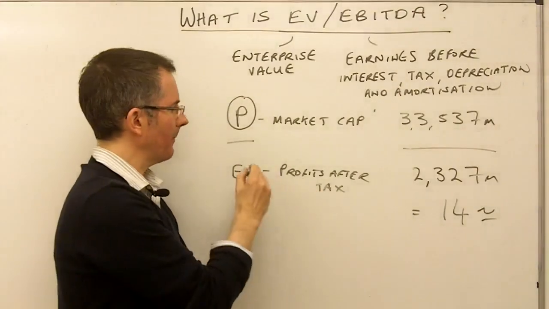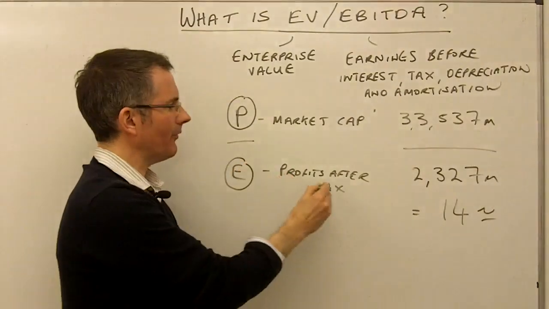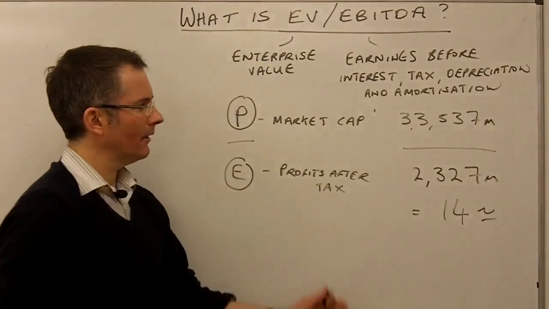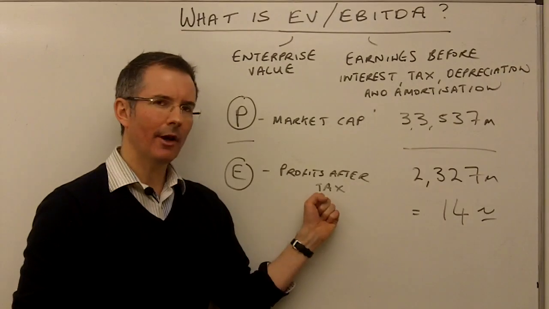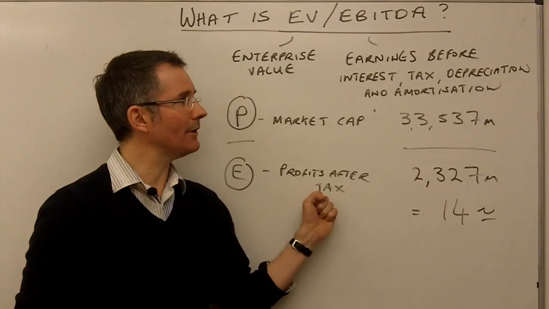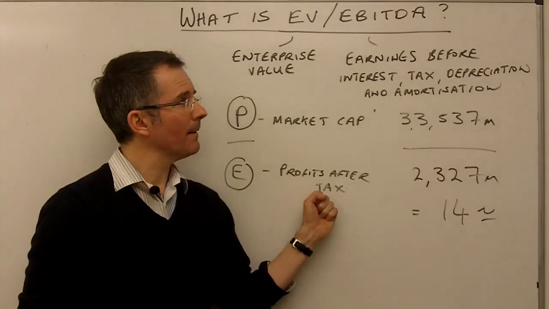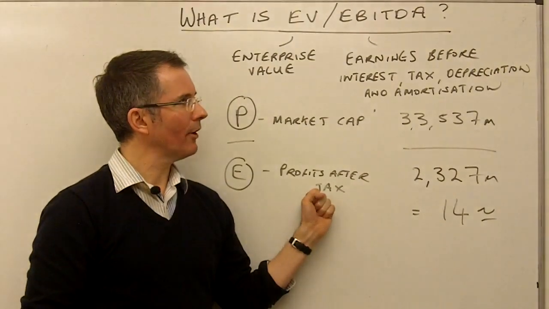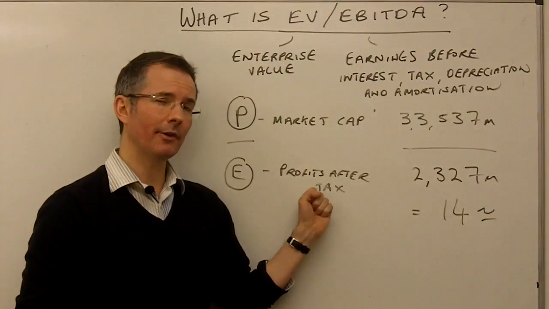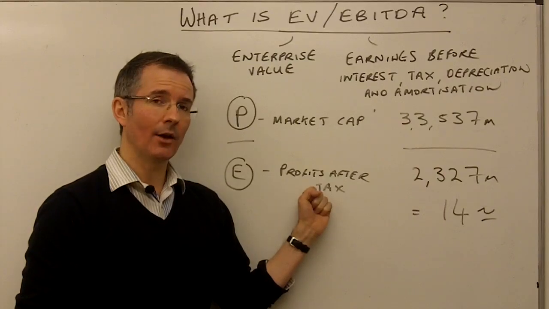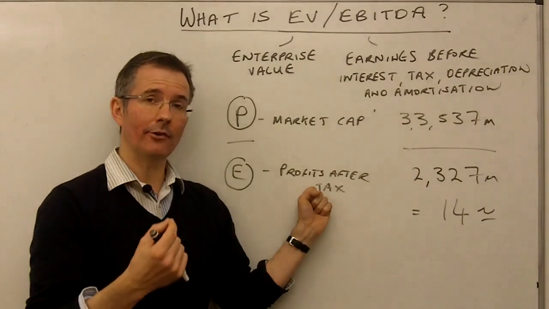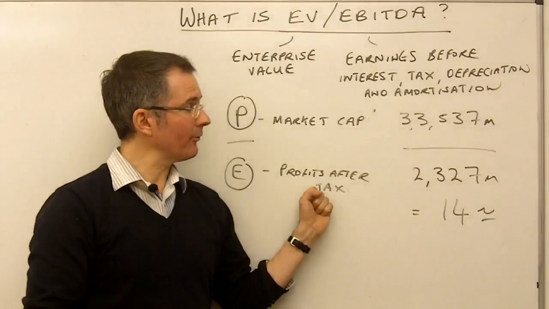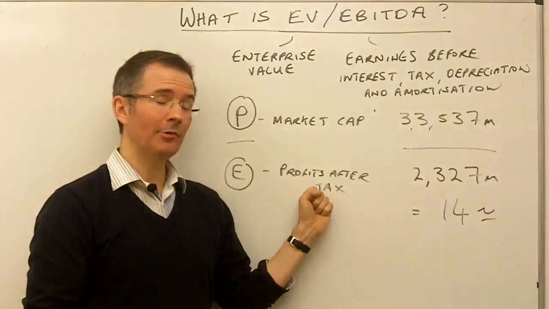And down here, the E, profits after tax. Is that really a representative earnings figure for a company such as Tesco? Because isn't it stated after lots of costs which have got nothing to do really with operating a supermarket business directly, and also are a little bit subjective?